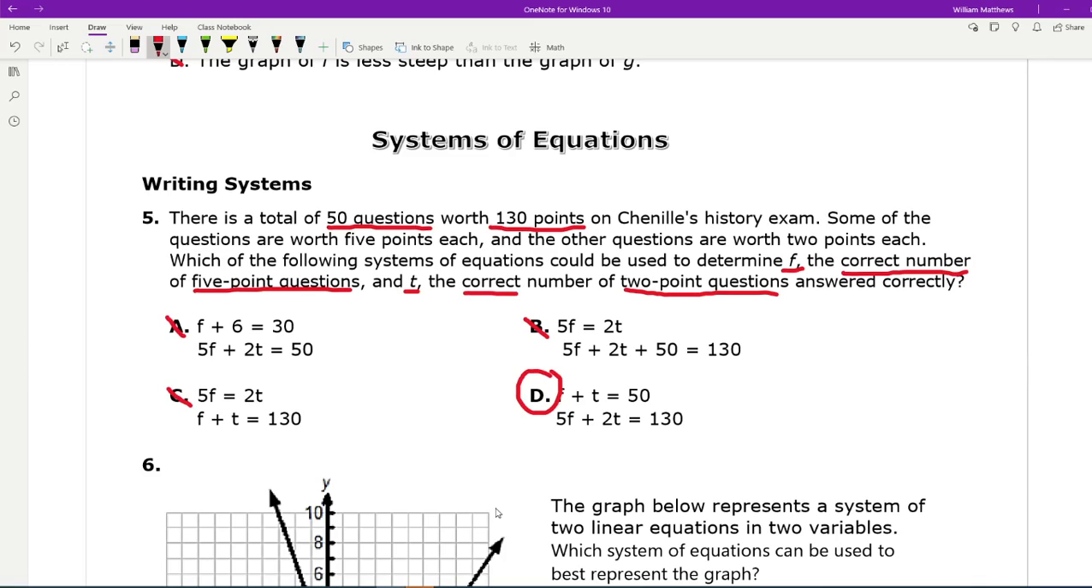So you need to make sure that you're keeping an eye on what they're talking about. We have two setups of total values, so I'm showing that I have two equations adding together.